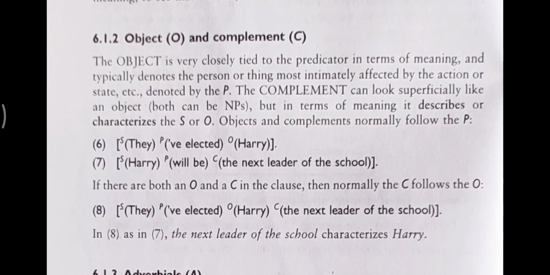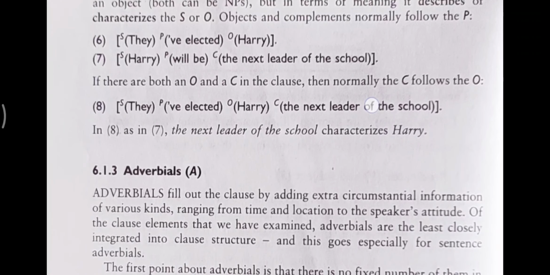So, object is very closely tied, meaning it often follows the predicate. But complement superficially looks like an object, as we have studied. But in terms of meaning it describes and qualifies the preceding noun phrase. The preceding noun phrase may be the subject, or it may be the object. So if the complement is referring to the subject, it is called a subject complement. And if the complement is qualifying and characterizing the object, it is an object complement. See, they have elected Harry. Here, they is a subject. Have elected is the predicate. And Harry is the object.